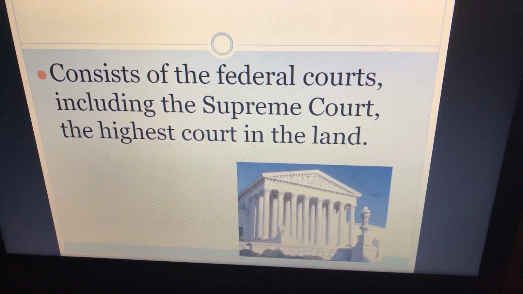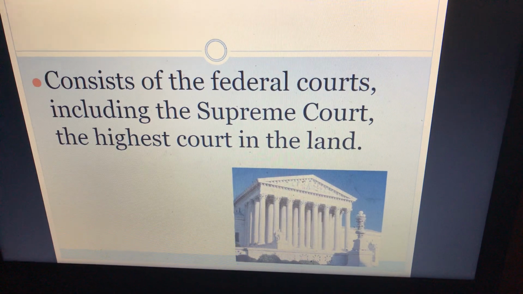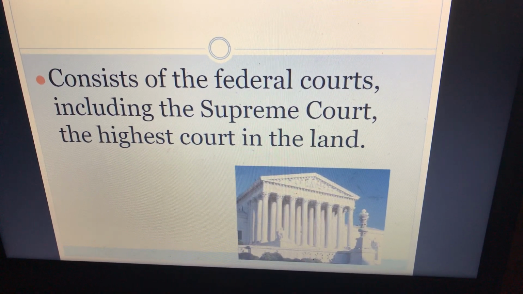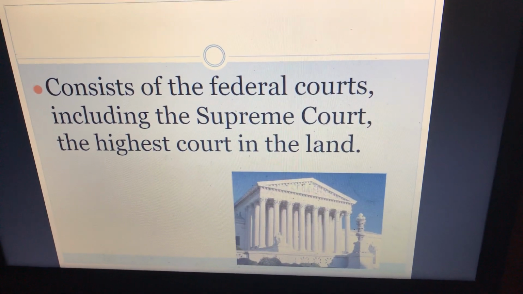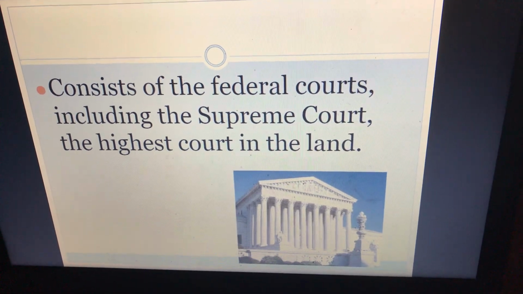This is the structure part. Again, the Constitution lays out the structure of each branch as well as the powers of each branch. So for the judicial branch, the Supreme Court is the highest court, and there are other federal courts that we'll look at in more detail later.